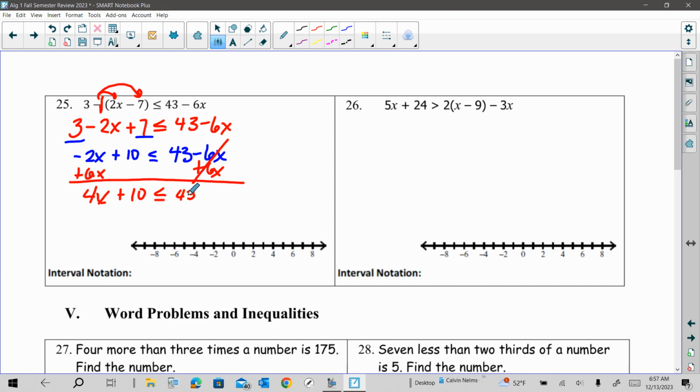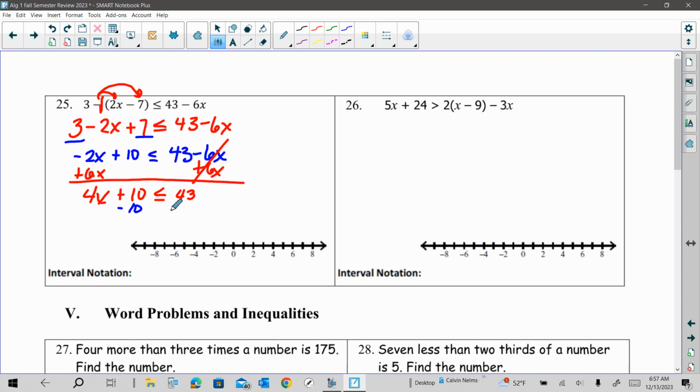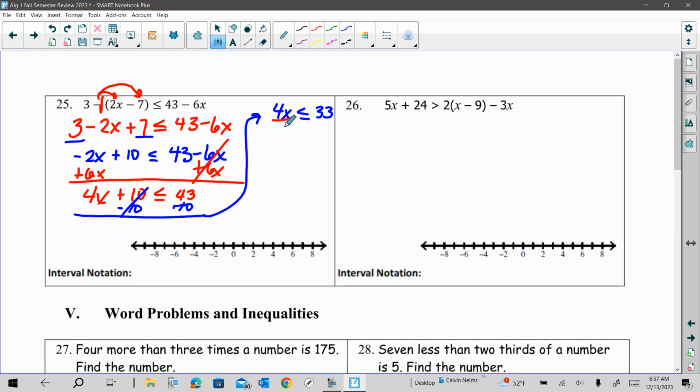And then we're going to isolate the x term by getting rid of this plus 10 by doing the opposite, which is minus 10. This gives me 4x is less than or equal to 33. Then we divide everything by the coefficient, which is the number in front of the x, which is 4. So that cancels, and our x is now isolated. x is less than or equal to 33 over 4.